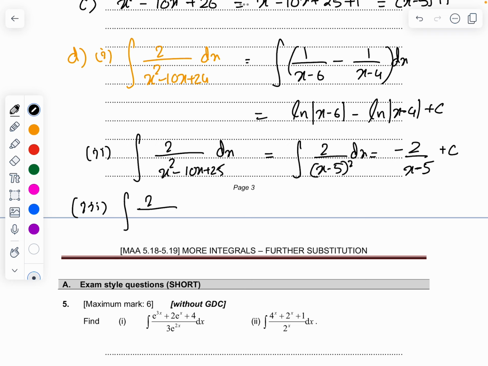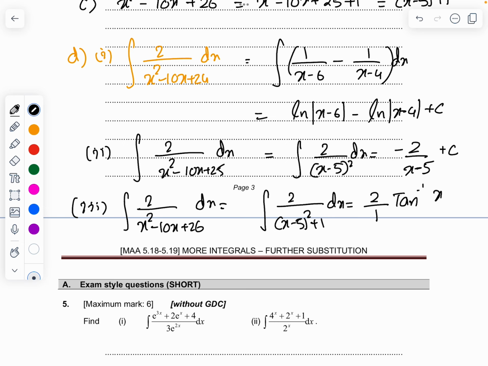And for part 3, integral of 2 upon x square minus 10x plus 26 dx. So it is integral of 2 upon x minus 5 whole square plus 1. So this is the question in the second formula: 1 upon a tan inverse x upon a plus c.